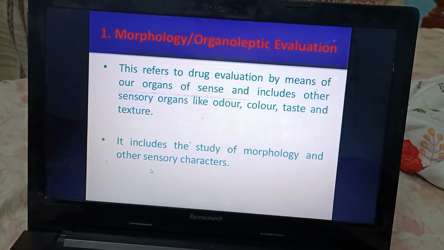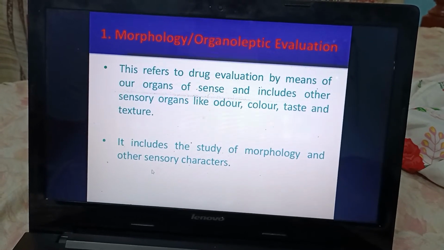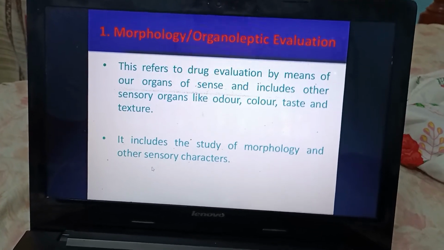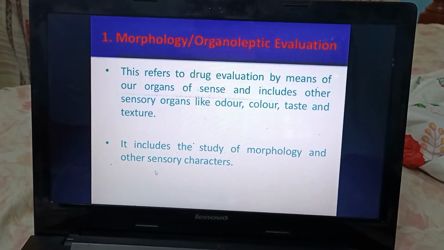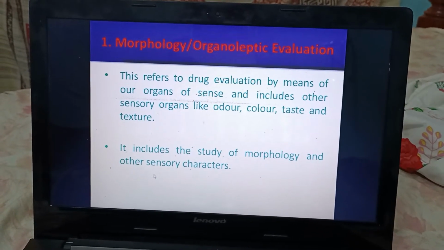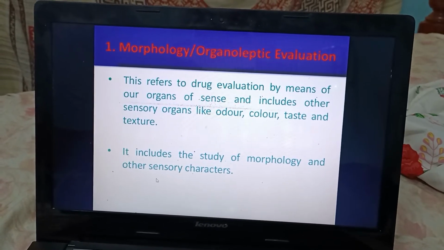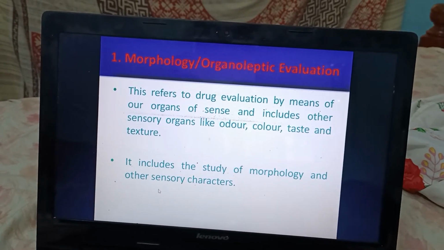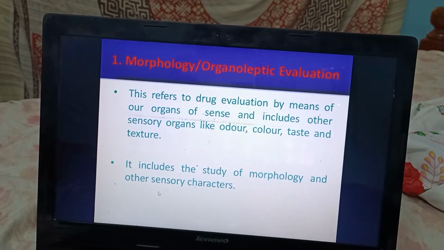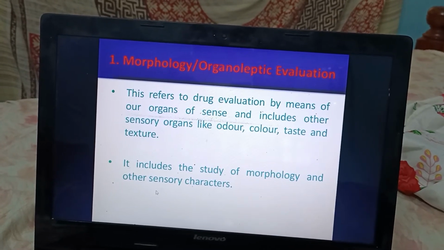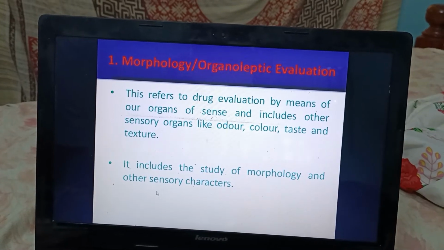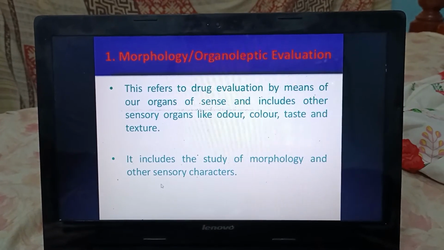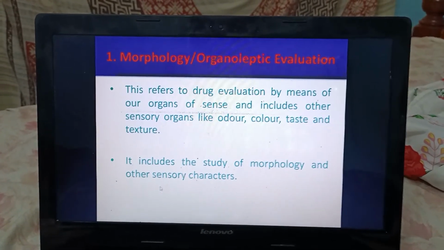Okay. The first one is morphological evaluation. Morphology means the external features. Or organoleptic evaluation. Both are the same term. This refers to the drug evaluation by means of our organs of sense, and includes sensory characters like odor, color, taste, and texture. These are the sensory organs. So it includes the study of morphology and other sensory characters. So in this evaluation, we are going to know the sensory characteristics of the specified drug. Okay.